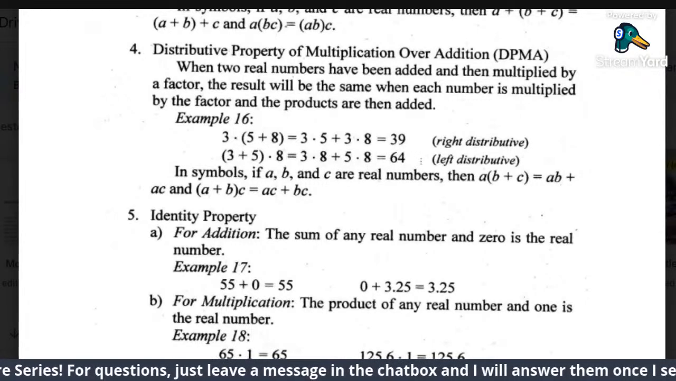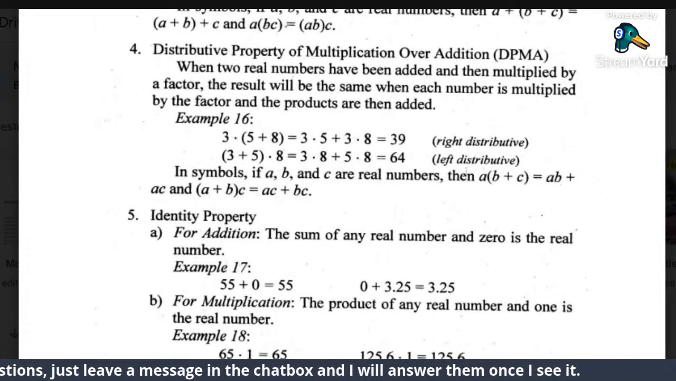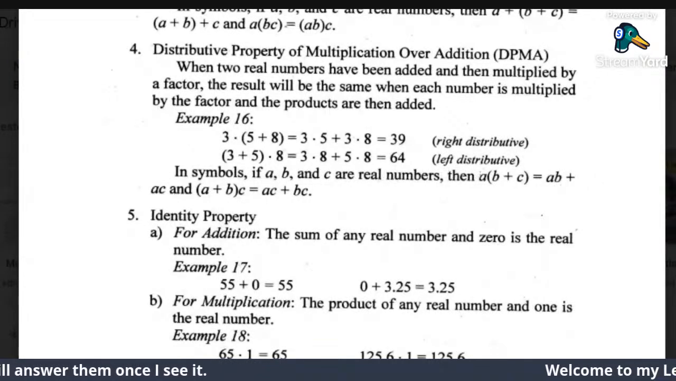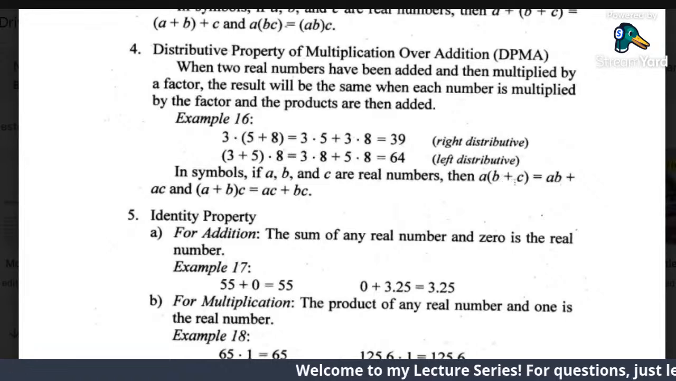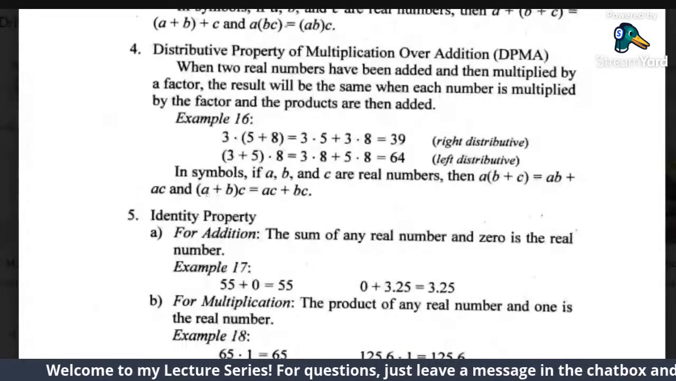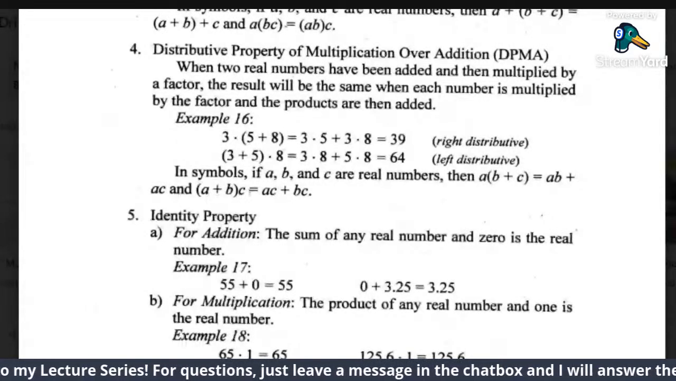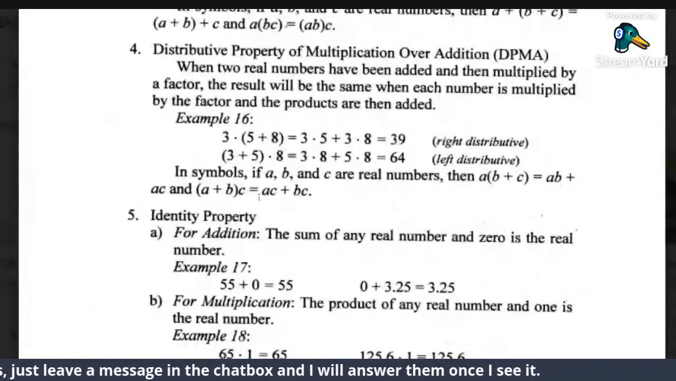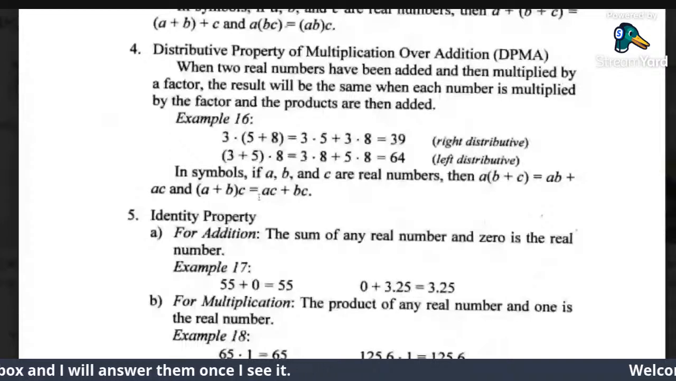In this case, we call this left distributive. In symbols, if A, B, and C are real numbers, then A times the quantity B plus C is equal to AB plus AC. Or we can say that the quantity A plus B times C is equal to AC plus BC. That's your right and left distributive. That's the fourth property, DPMA.